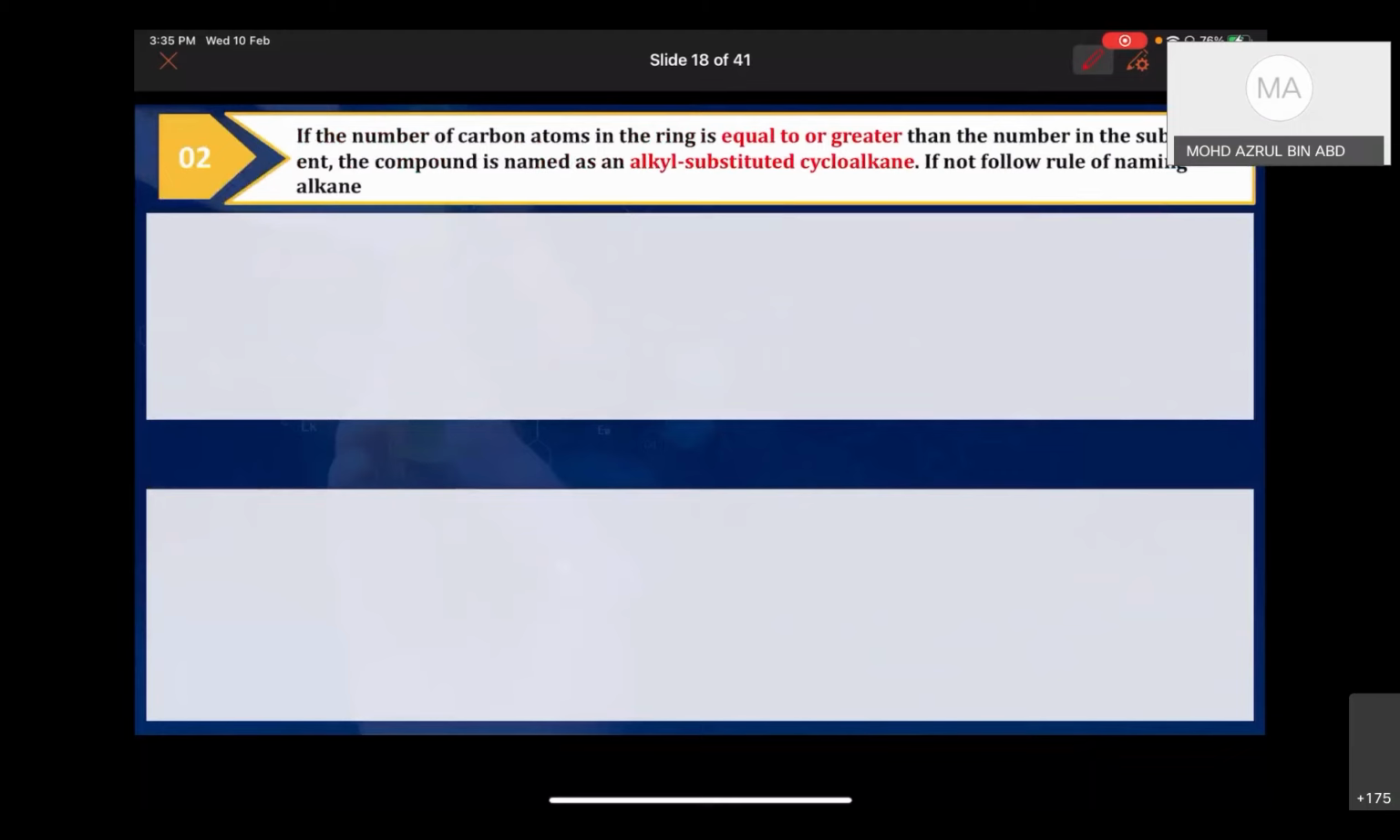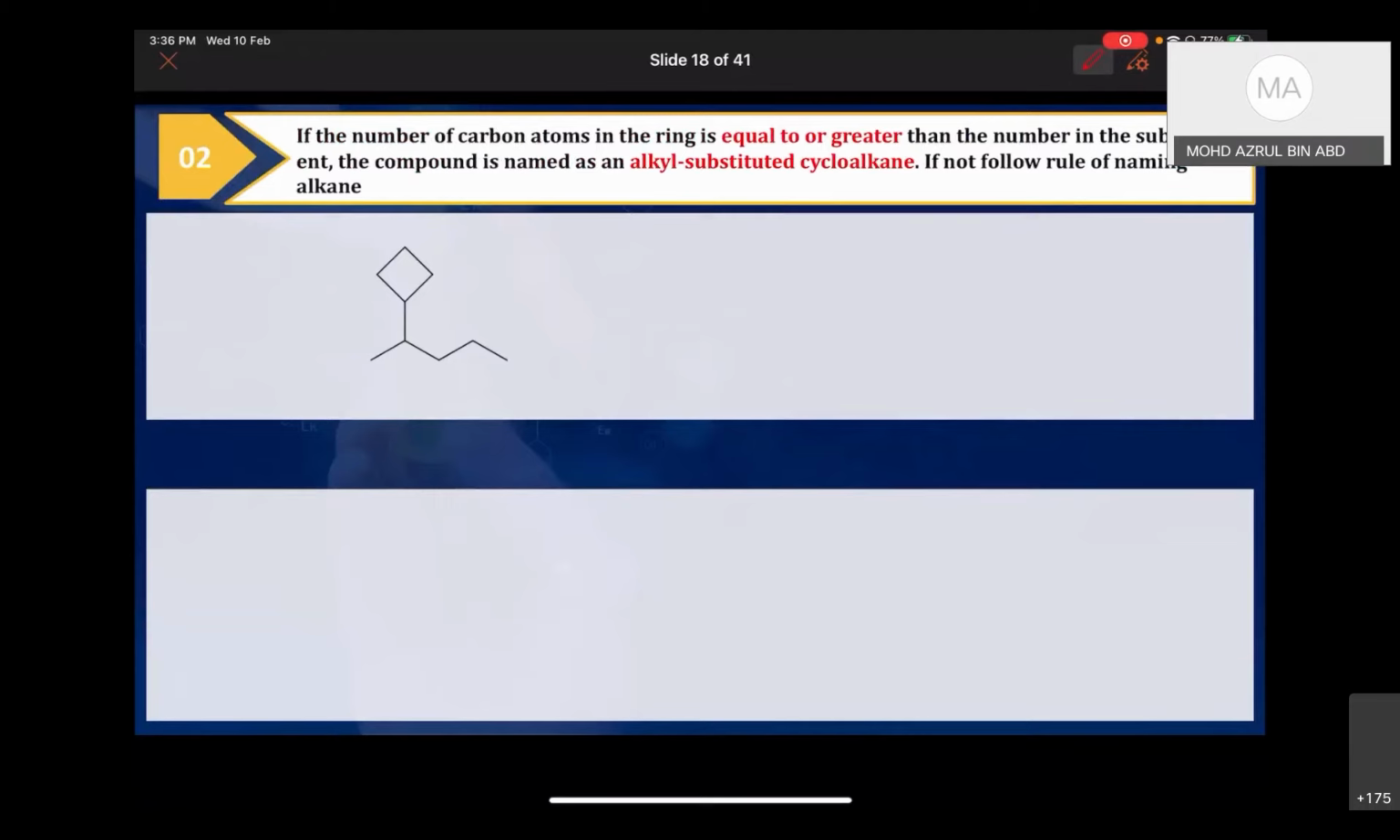Next is, if the number of carbons in the ring is equal to or greater than the number of substituents. Okay, this one has a long statement. I'll go directly to the example here. Alright, from the example here, it says the following.